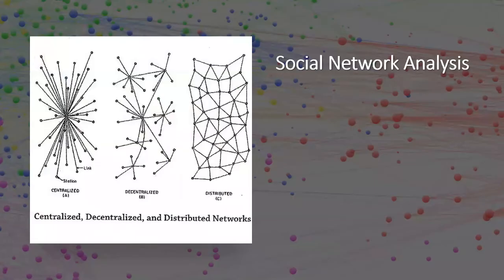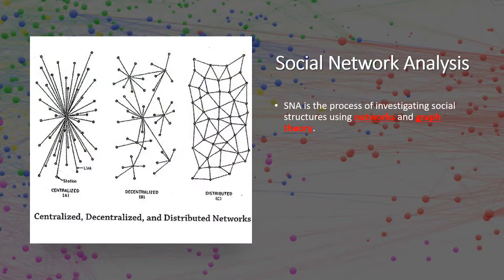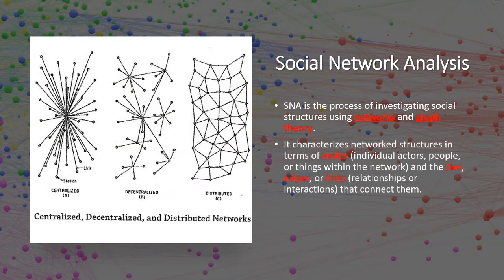When we think about social network analysis, it's a process of investigating social structures using networks and graph theory. In this case of bibliometrics, that means citation analyses. We're really doing a citation exploration here using SNA. Oftentimes we characterize network structures in terms of nodes, in this case authors, keywords, and key publications, and then ties in the forms of edges, links, or shared citations.